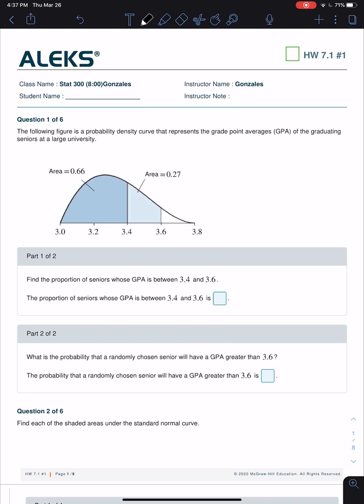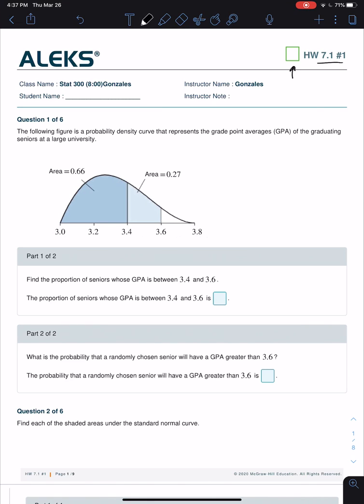This particular set of problems is Alex problems with the green box, and it comes from homework 7.1. I'd like to do some of these for you. This is the next phase that I wanted to do: work out some homework problems.